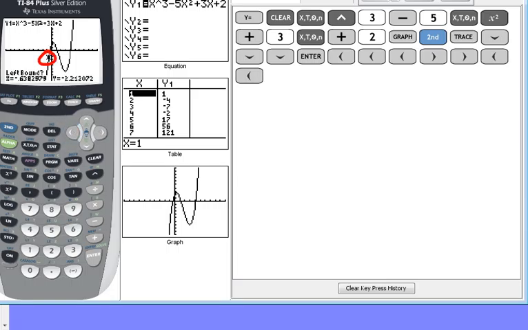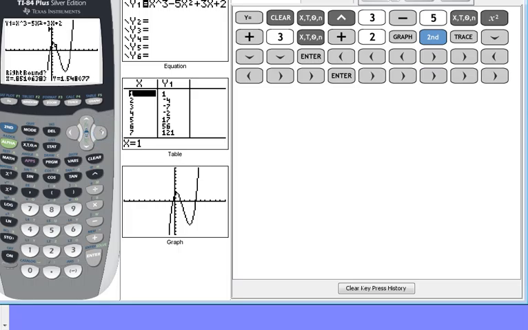Find where yours is and get to the left side of that hill. Get to the left side of that maximum. So right about there should be good. I'm going to press enter. Now my calculator is going to ask me to go to the right side of that hill, the right side of that maximum.